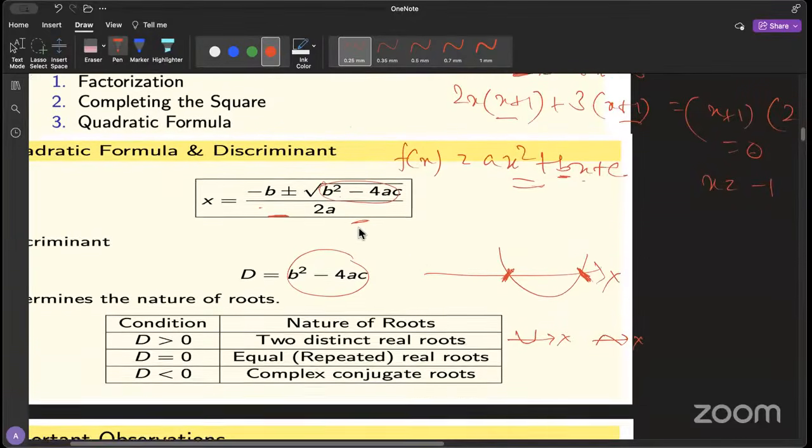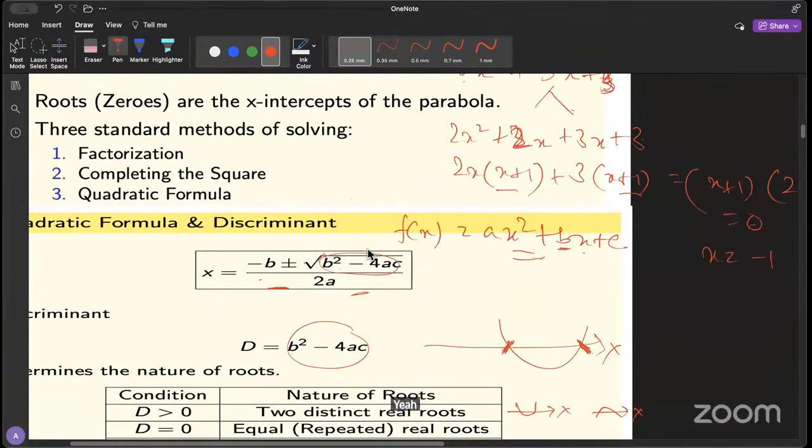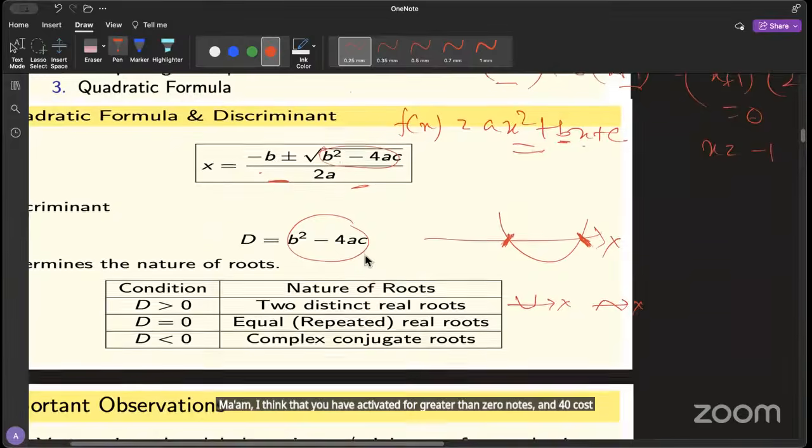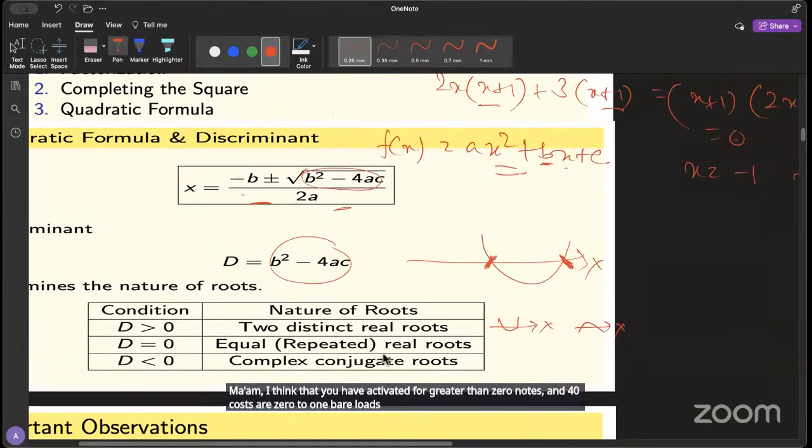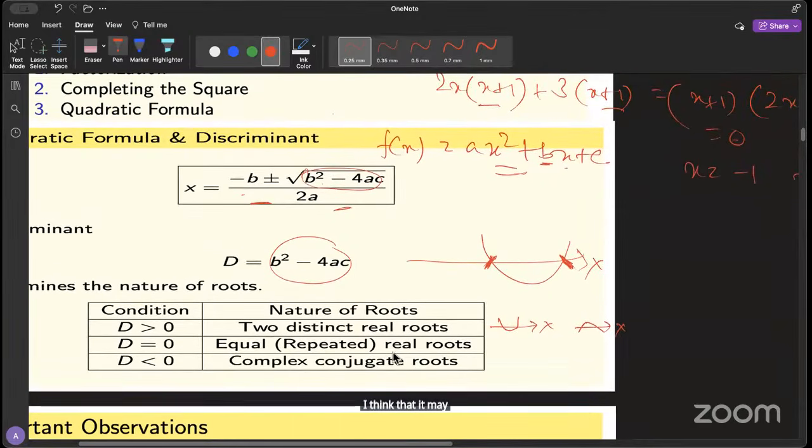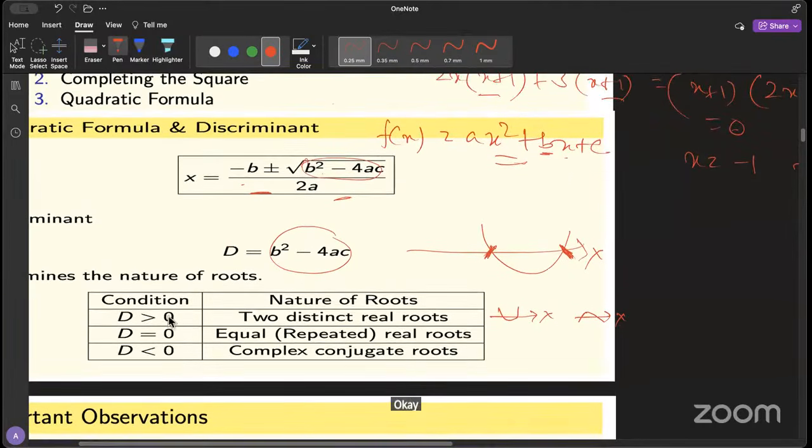Excuse me, ma'am. I think that we have, given the discriminant greater than 0, 2 distinct real roots, and for equal to 0, 1 real root. I think it maybe also depends on A being greater than 0 or less than 0. So can you please give all the graphs for A greater than 0 or A less than 0? Okay, let's come to this one.